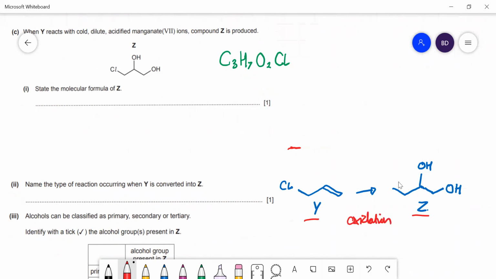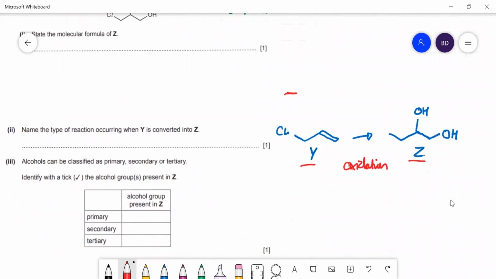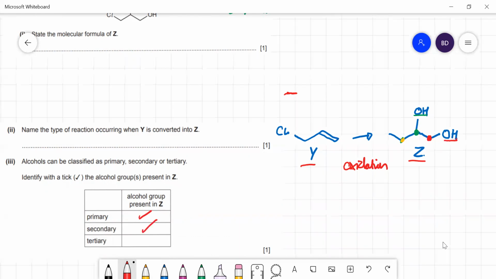Okay, alcohols can be classed as primary, secondary, or tertiary. Identify with the tick the alcohol groups present in Z. Okay, so let's have a look at Z. Right, this alcohol here is attached to this carbon, the red one, which is attached to one other carbon. So that is a primary. And then let's have a look at this alcohol, the green one here. Right, that is attached to that carbon, and that green carbon you can see is attached to 2 other carbon atoms. It's attached to the yellow one and the red one. So that is a secondary alcohol. And there are no tertiary alcohols present in Z.